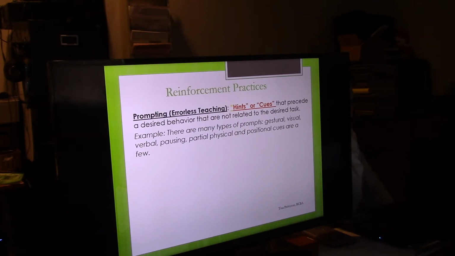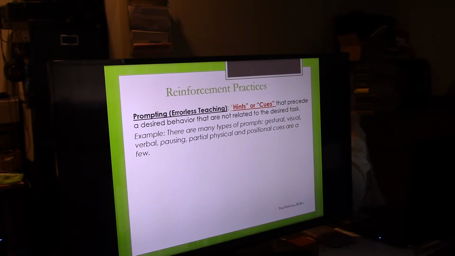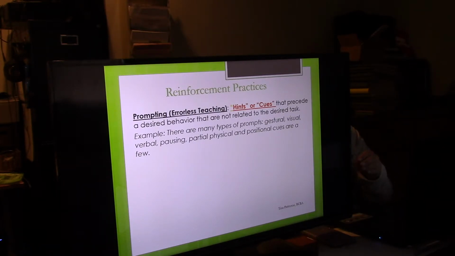I use modeling a lot. So I'll show them and then they do it. So that way they see how to do it correctly. And the second it looks like they're going to complete that task incorrectly, we prompt them so it's done correctly. Because tying your shoes or washing your hands, we don't want them to miss a step because then they're going to practice it wrong.